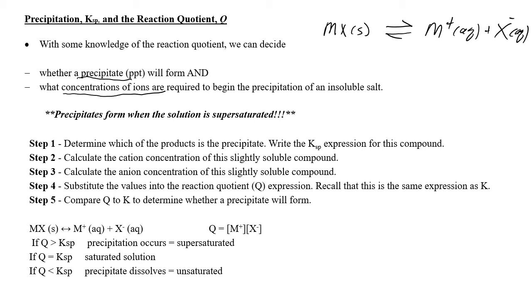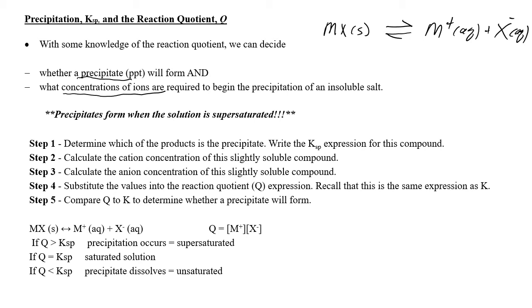So the steps that we're going to take, I know they're listed here. I'm going to read through them, but I'll walk through each one as we go. You're going to determine which product is the precipitate, write the KSP expression, calculate the concentrations of each ion, substitute these into your Q expression, and then we're going to compare Q to K and determine whether a precipitate will form.